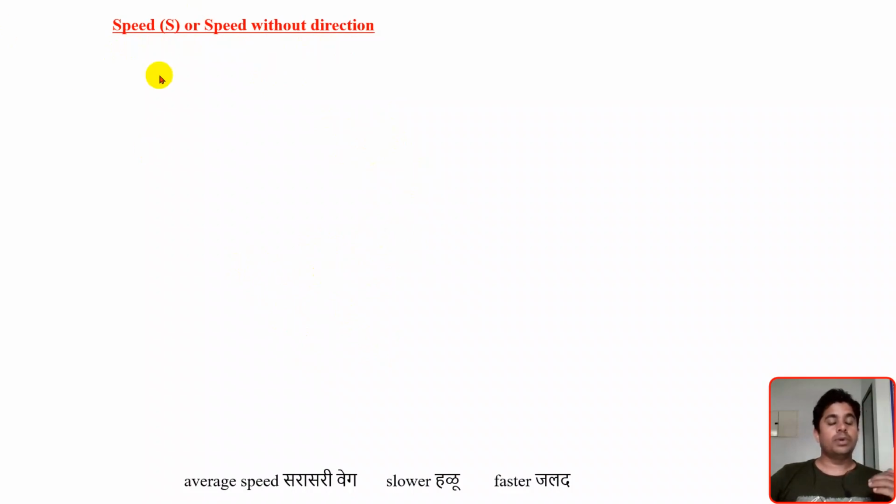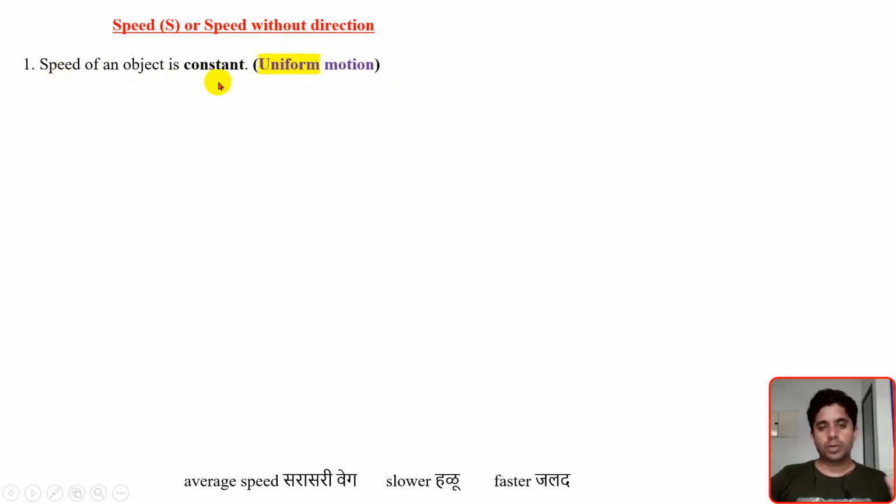So like that, if I want to differentiate for speed, I can say there are two types. One is uniform speed and the other is non-uniform speed. So what is uniform speed and what is non-uniform speed? Non-uniform speed we will discuss here. The speed of an object is constant. Speed of an object being constant means that the object is under uniform motion.